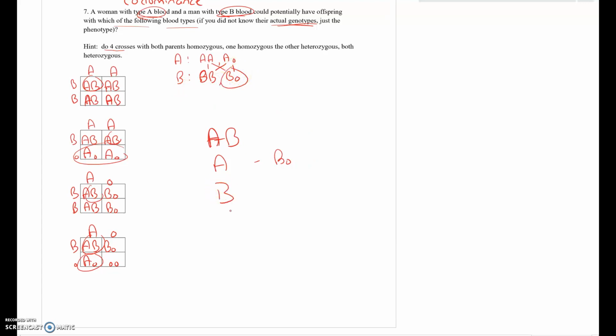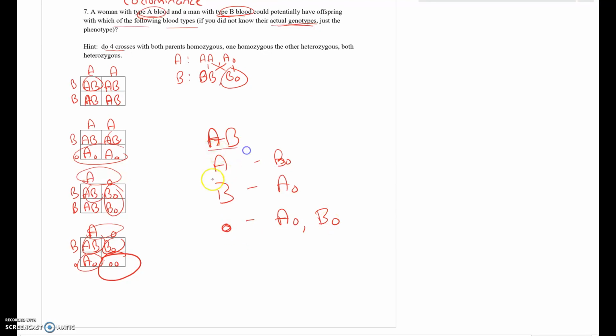They could have type B blood showing up in this cross and this cross. If they had type B blood, then we would know the type A parent had to have been AO for their genotype, because those were the only 2 cross possibilities where we ended up with someone with type B blood. And they could have type O blood that shows up just in this cross. In that case, we would know that one parent is AO and the other parent is BO. That's the only way that they could have had type A blood and type B blood and ended up with a child of type O.